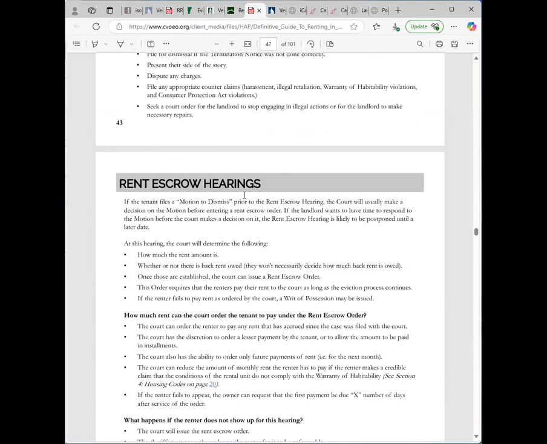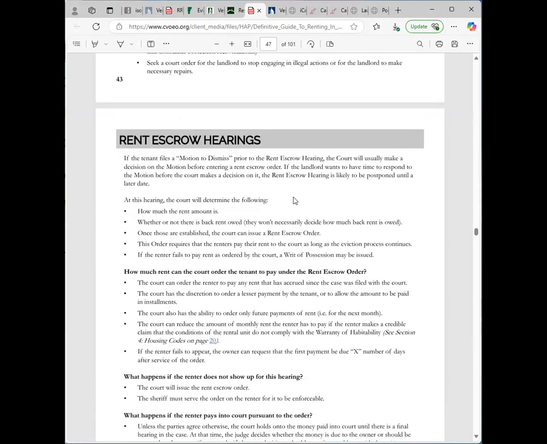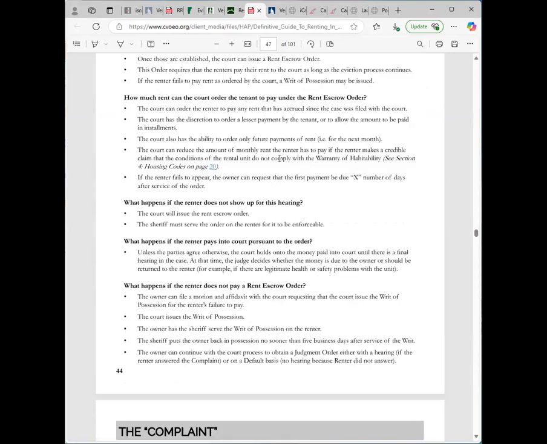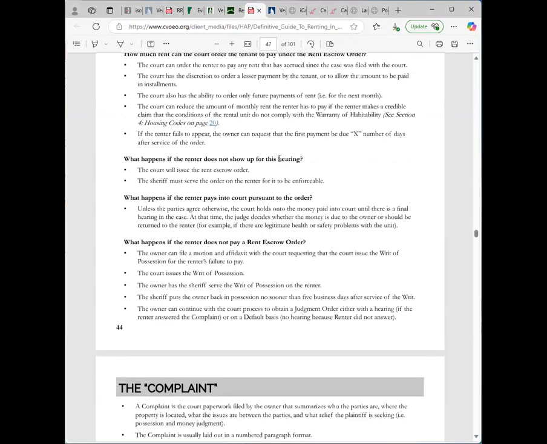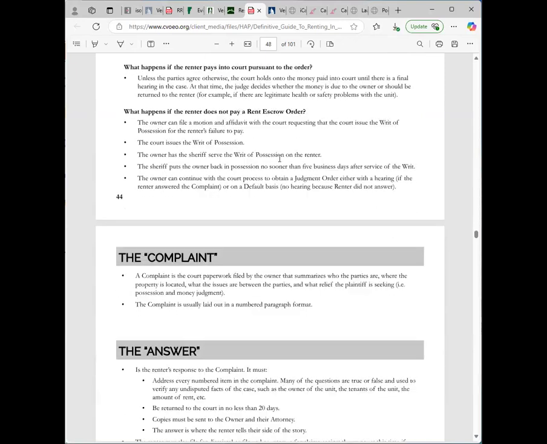So there's also something in Vermont called a rent escrow hearing. And this is where the tenant is ordered to pay rent escrow, which basically means they put money into an escrow account with the court. So there's a couple of different ways they use this. I'm going to leave that here. This is all on page 44. So make sure you're looking at that.